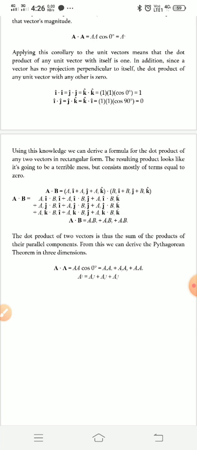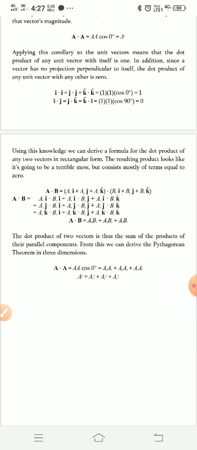This resolution is called three-dimensional resolution. If components of vector A along x-axis, along y-axis and along z-axis are ax, ay, az, then vector A can be written as ax i plus ay j plus az k. Similarly, other vector B can be represented as bx i plus by j plus bz k.